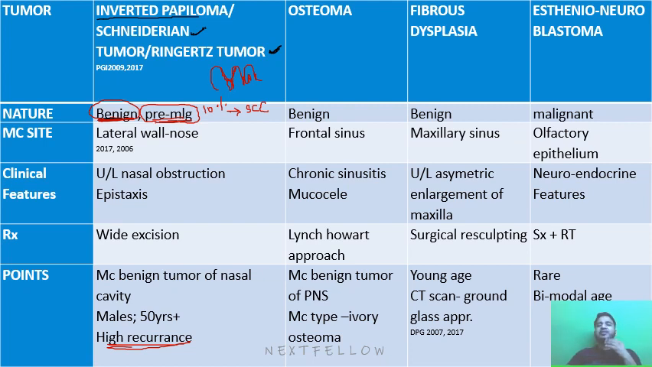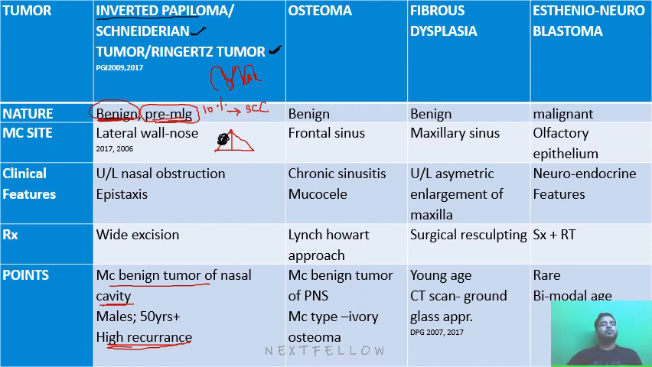Suppose inverted papilloma, it is the most common benign tumor of nasal cavity, mostly arising from the lateral wall of the nose. So suppose this is my nose. So this inverted papilloma mostly arises from the lateral wall of the nose. So after removing this inverted papilloma, the polyps present in the nose, we should also remove the particular bony area from where the inverted papilloma started appearing, or from where it is attached to the bony part. So we need to excise that also.